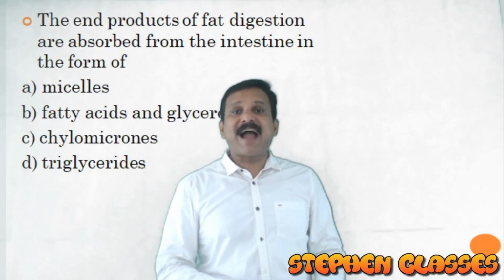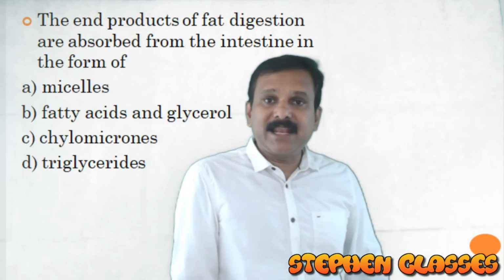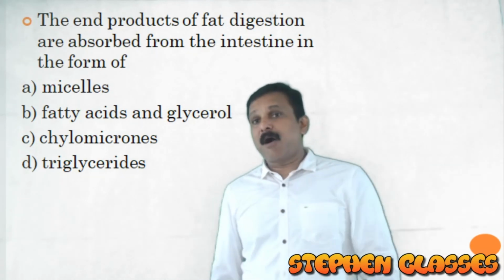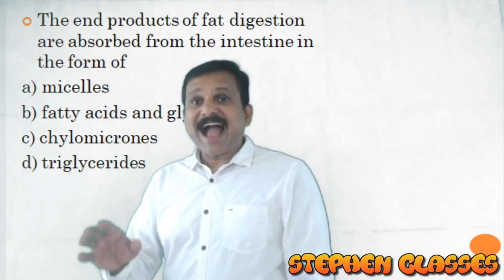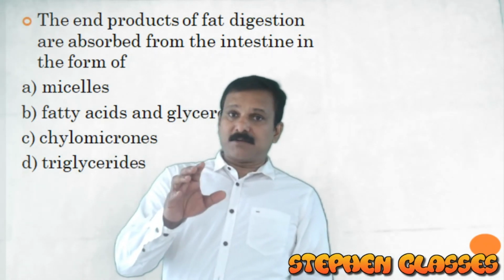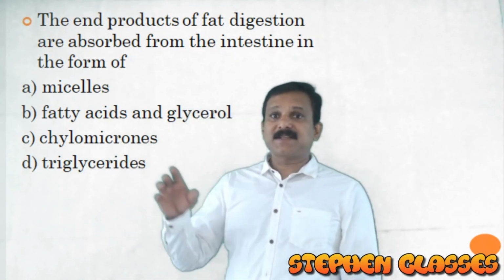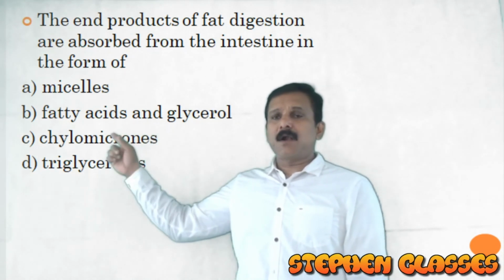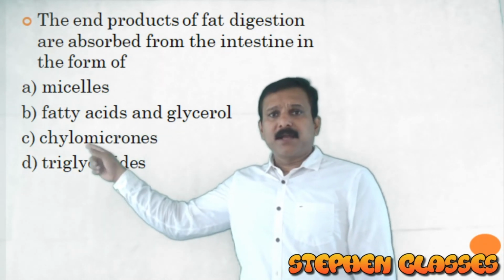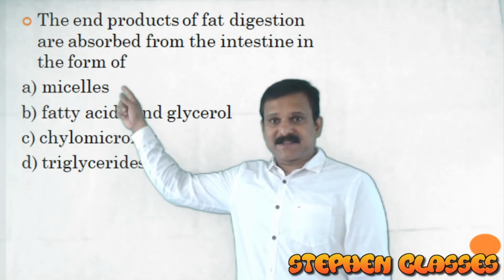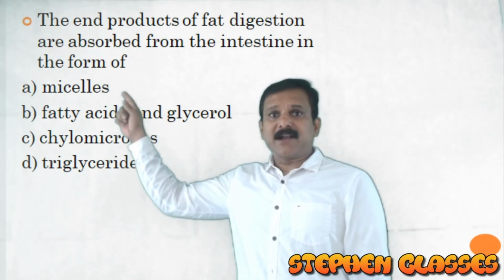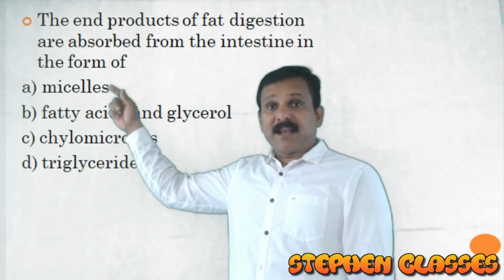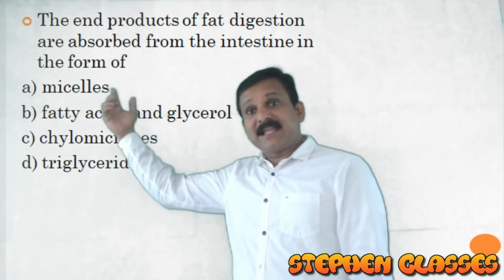The end products of fat digestion are absorbed from the intestine in the form of. You should learn very well about the way in which fat digestion end products are absorbed. What are the fat digestion end products? They are the fatty acids and glycerol. So fatty acids and glycerol, they are not directly absorbed. They will be first converted into micelles, and later in the form of micelles, they will be absorbed.